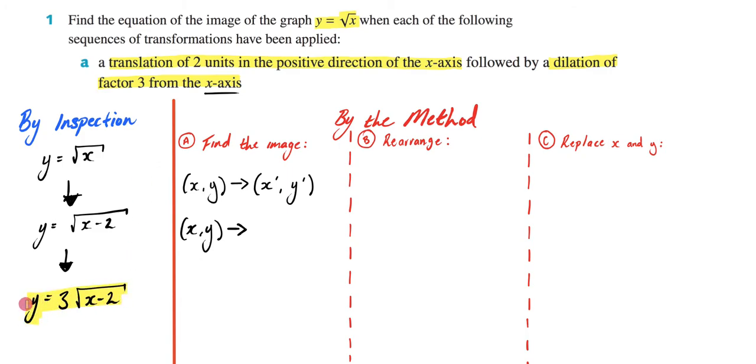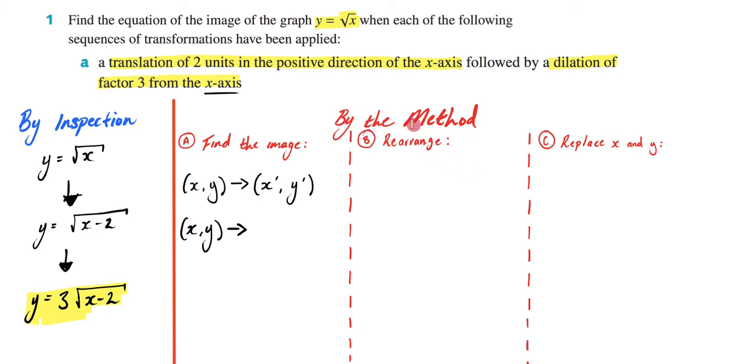And notice that what I just did, I didn't really give you much of a mathematical explanation as to what I'm doing. It's just really, we know that when I'm translating 2 in the positive x direction, I'm going to have minus 2 here. And when I'm dilating at a factor of 3 from the x-axis, I'm going to have a 3 here. So this is really by inspection. It's really going to come in handy. But it's very important that you know the other method to do this as well.